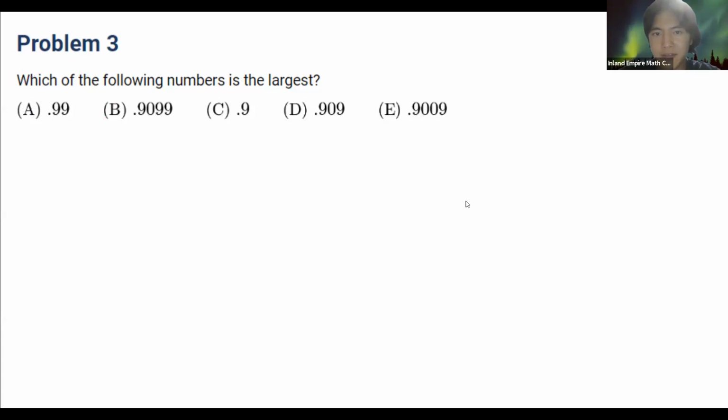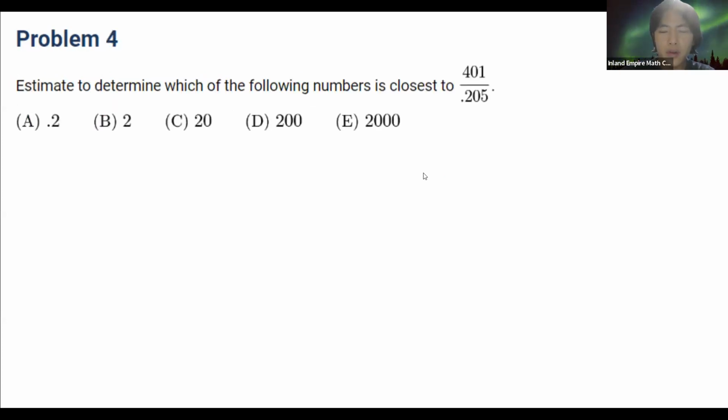Okay, question 4. Here we go. Which of the following numbers is closest to 401 over 0.205? What did we get for this one? Sean says E. Zion says E. Kimmy says B. Okay. So we have some conflicting answers here. Jasper says E. Okay.